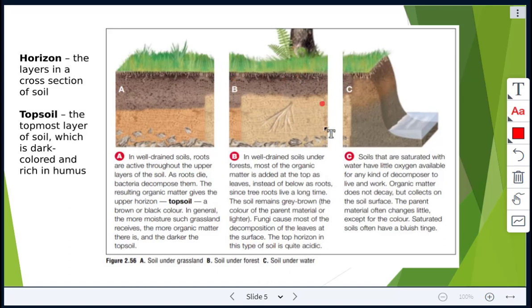And lastly is soil that is underwater. This type of soil is saturated with water, and therefore there's very little oxygen available for any kind of decomposer to live or work. Organic matter doesn't decay, it just collects on the soil surface. The parent material will not really change except for the color. The saturated soil may have a bluish tinge.